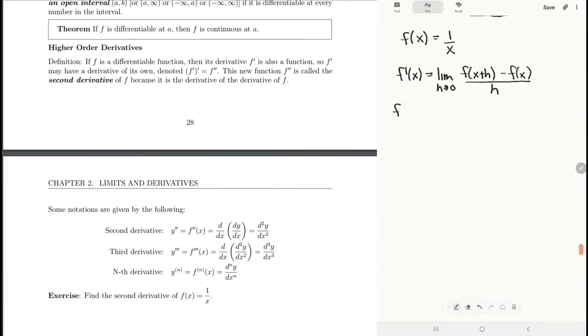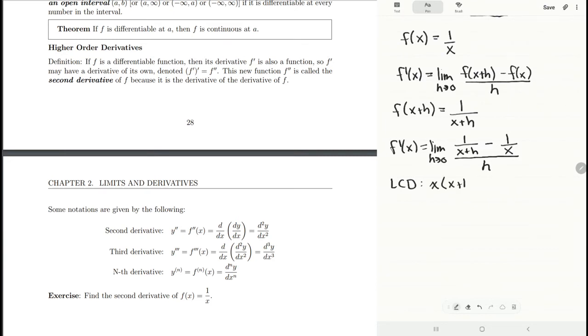So we need to determine f of x plus h, which is 1 over x plus h. And so if we substitute this into our limit, we get 1 over x plus h minus f of x, which is 1 over x, all divided by h. So now let's simplify the numerator. We have two fractions, so we need to look for a common denominator. And the common denominator is x times x plus h.